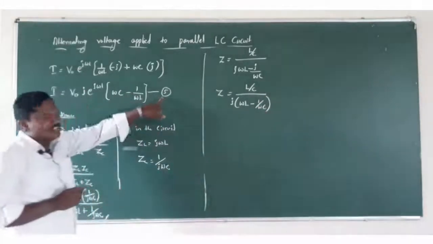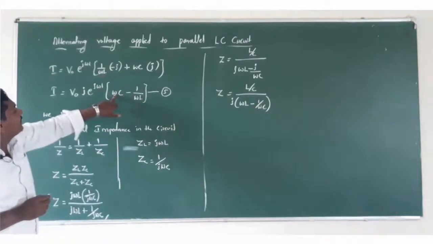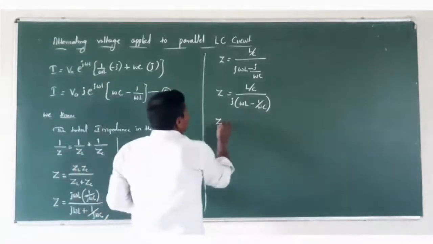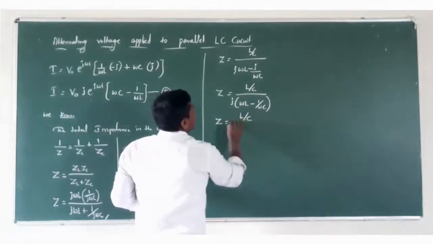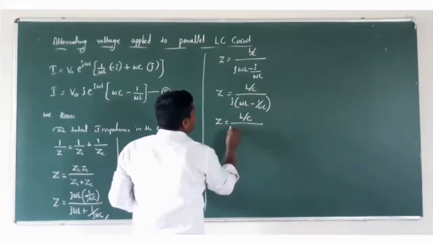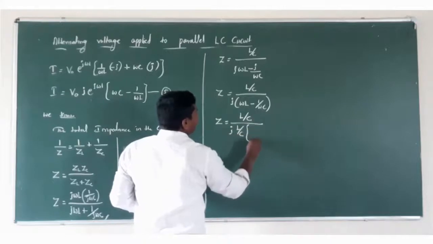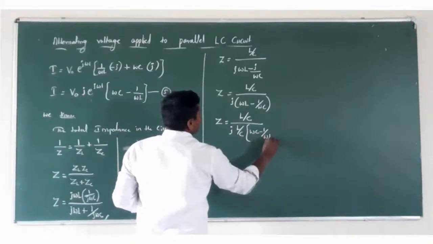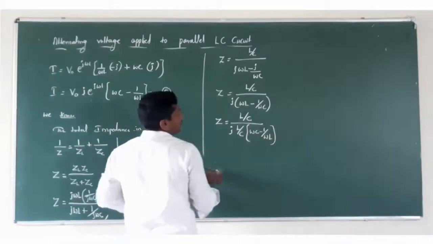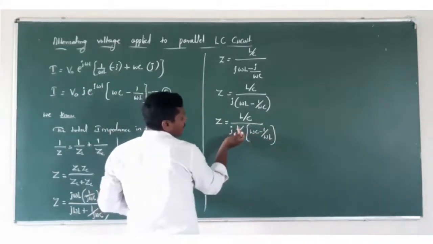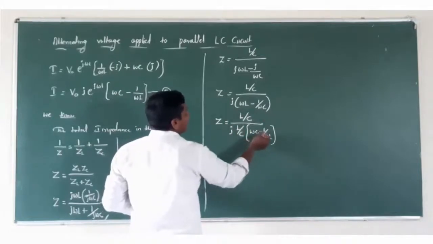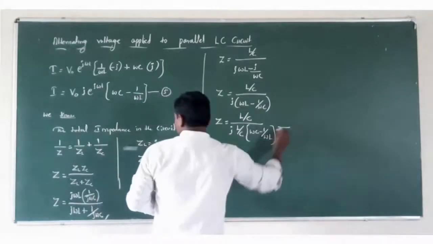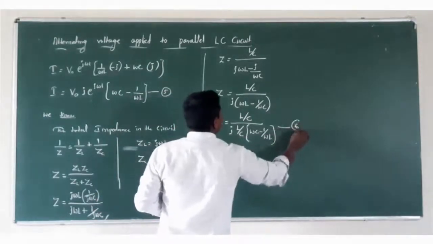But in the equation number 5, here we are getting omega C minus 1 divided by omega L. Therefore, by simplifying this expression into j L over C, this can be written as omega C minus 1 divided by omega L. So, take a common L by C and we are going to get omega C minus 1 divided by omega L. Let us consider this one as equation number 6.